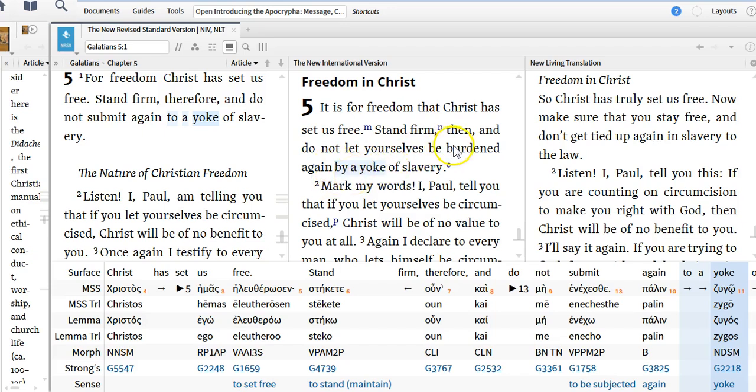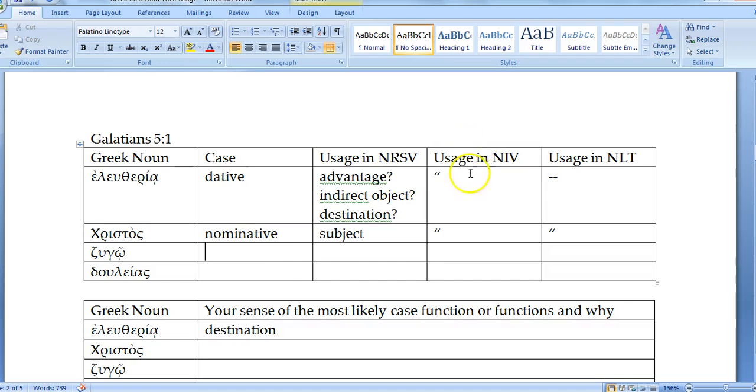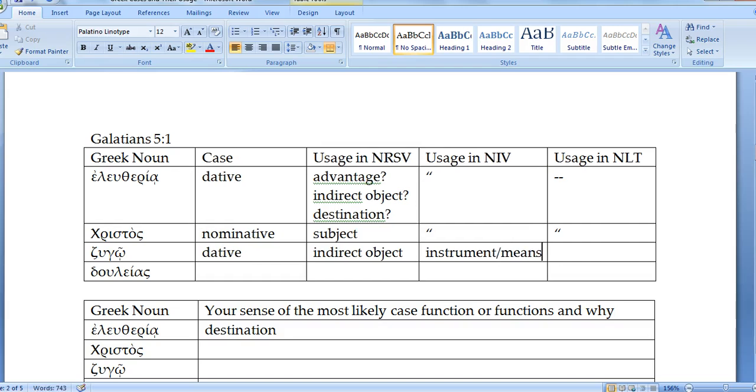What is doing the burdening? What is being used to accomplish the burdening? A yoke. Hence, it is an instrument, the means by which the action happens. So, we might fill this in. Yes, it's a dative. In the NRSV, it looks like it's being used as an indirect object, what we are submitting ourselves to. In the NIV, it looks like it's being used as an instrumental dative, or a dative of means.